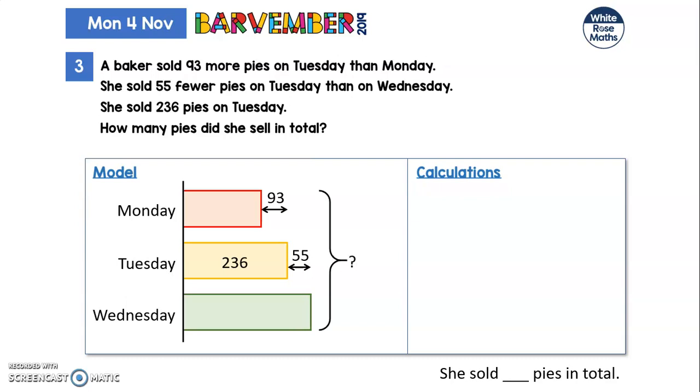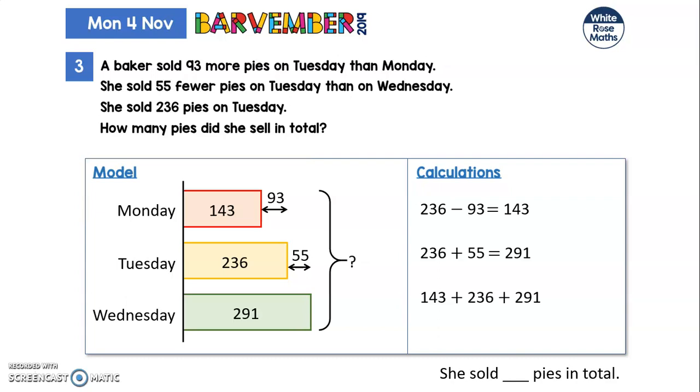So I can work out Monday's amount by doing 236 subtract 93, which gives me 143. And then I can work out Wednesday's amount by doing 236 add 55, which gives me 291. And finally, I can work out how many she sold altogether by adding the 3 up, and that gives me 670 pies in total.